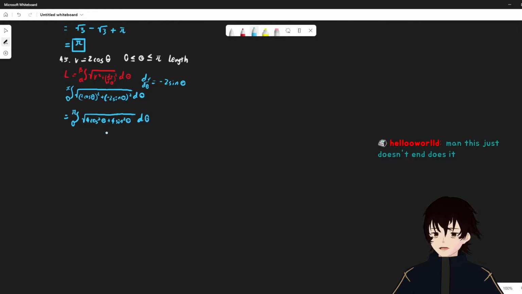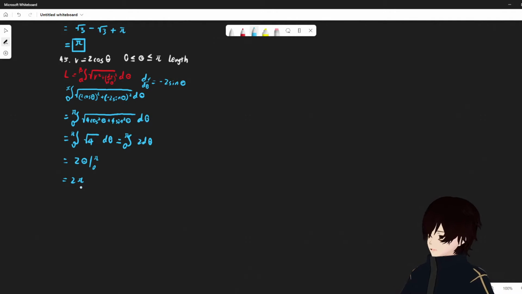But luckily, cosine squared theta plus sine squared theta is just 1, so therefore this is equal to the integral from 0 to pi of the square root of 4 d theta, which is just the integral from 0 to pi of 2 d theta, which is equal to 2 theta from 0 to pi, which is equal to 2 pi. And that's correct.